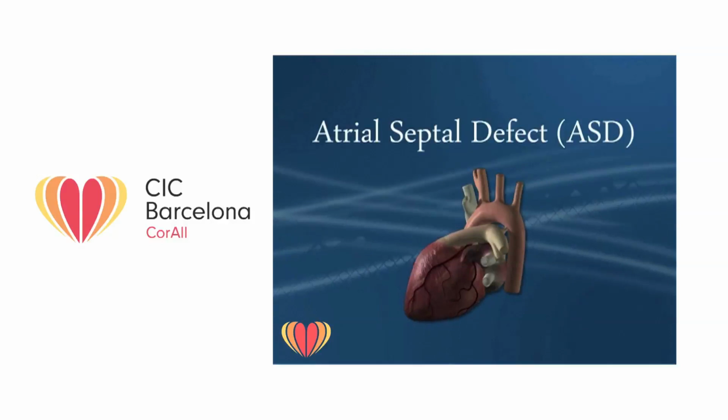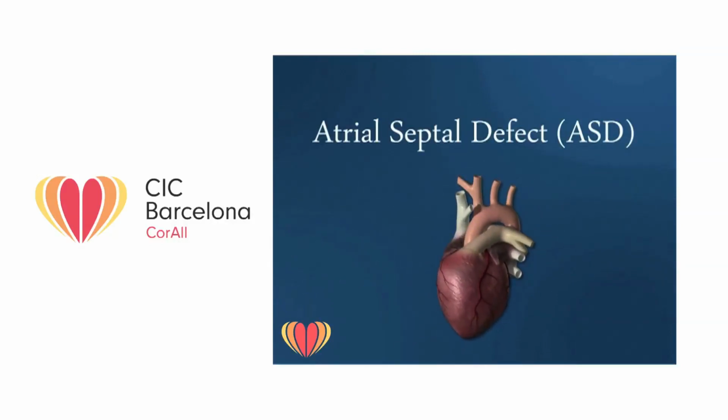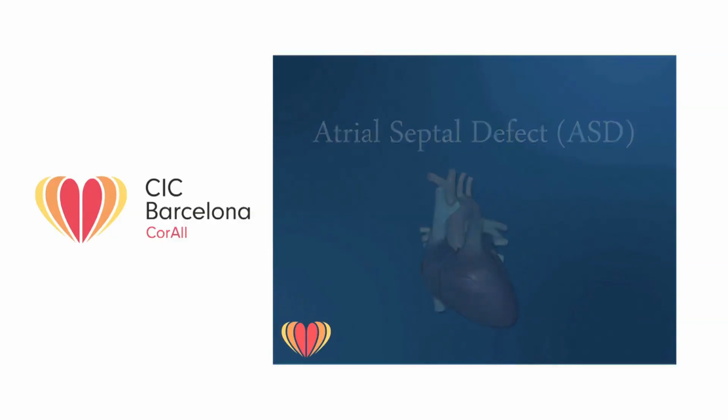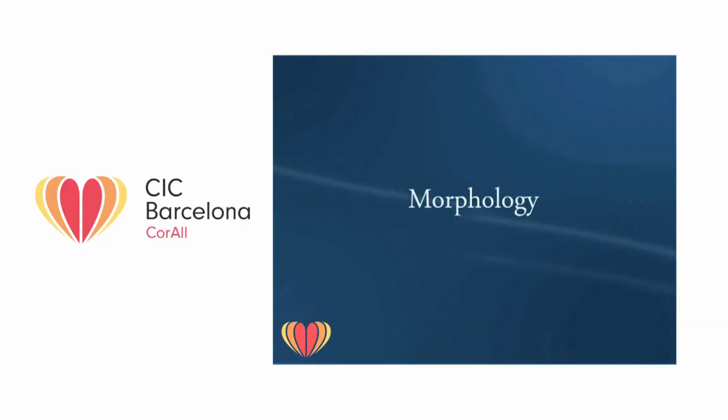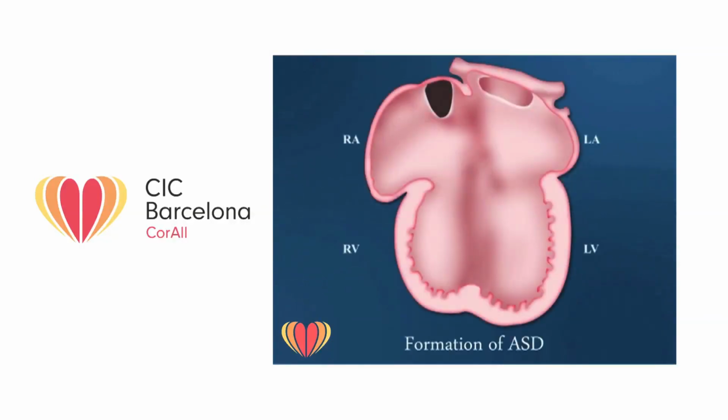Atrial septal defects are among the most common forms of heart defects. They occur in 7% of infants born with congenital heart disease. It is an abnormal communication between the two atria that can be found in various positions within the atrial septum.